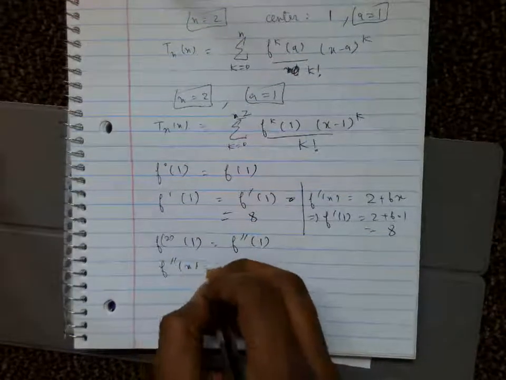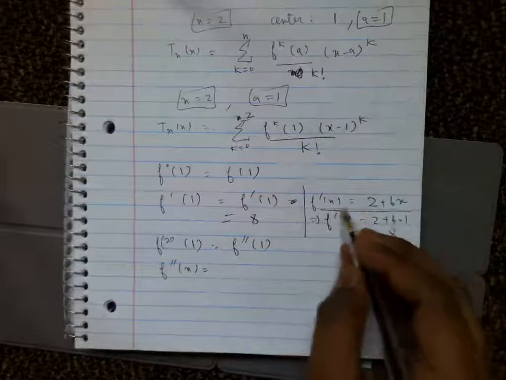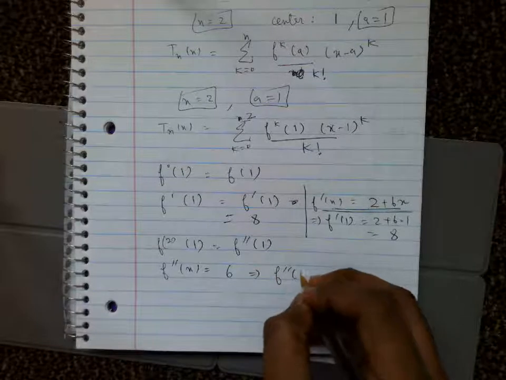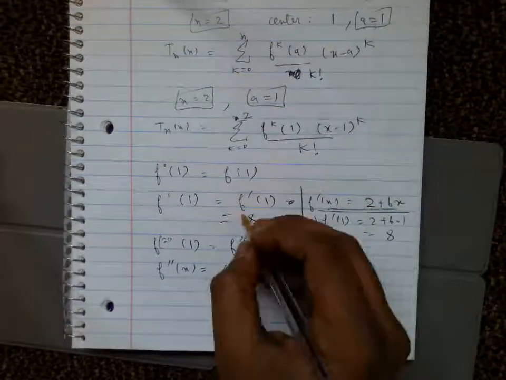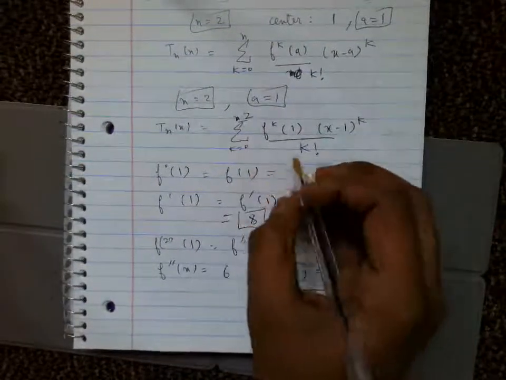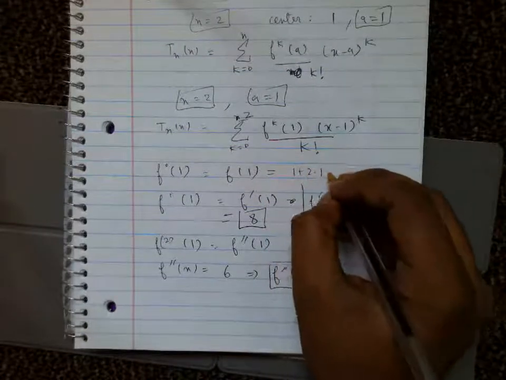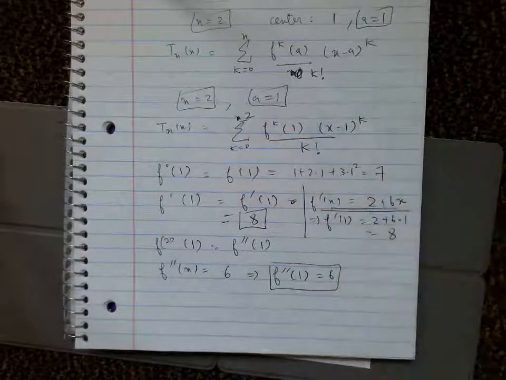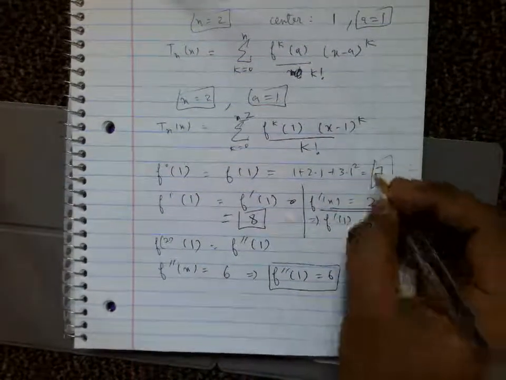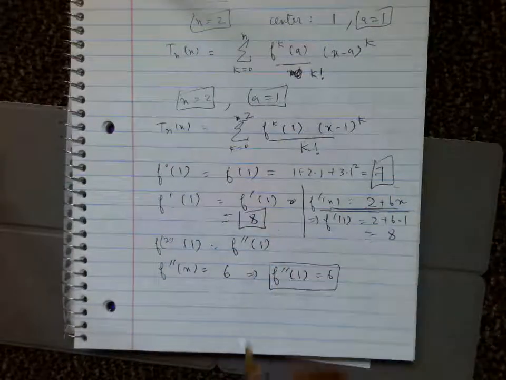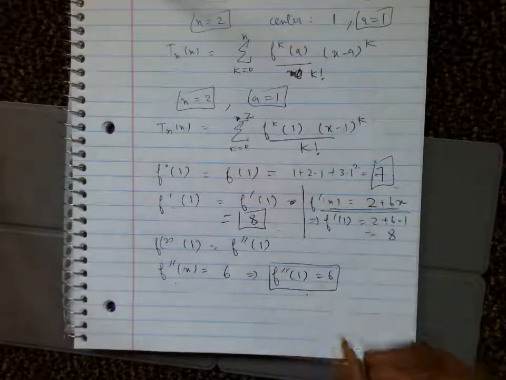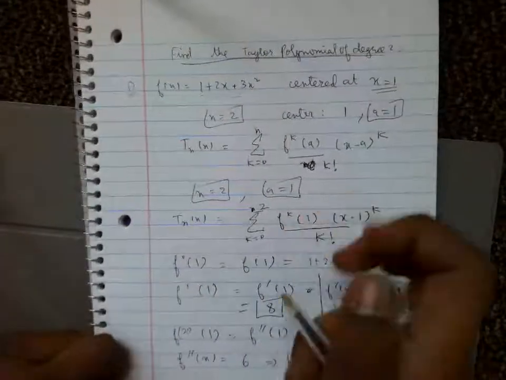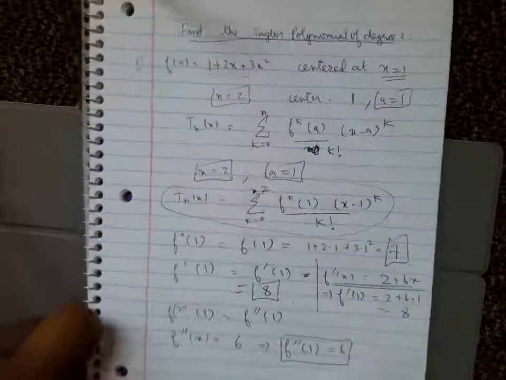So the double derivative of f is the derivative of this function. So this is 6. So this means that f double prime of 1 is equal to 6. So f prime of 1 is 8, f of 1 is 1 plus 2 times 1 plus 3 times 1 squared, which is 7, right? So f of 1 is 7, f prime of 1 is 8, and f double prime of 1 is 6. So now we'll substitute these values in this formula, and we'll get the answer.